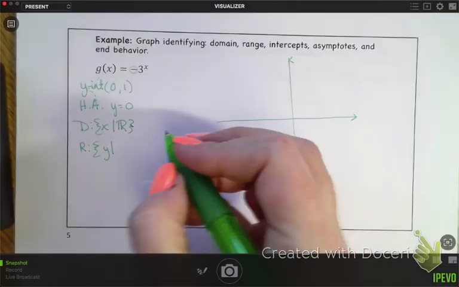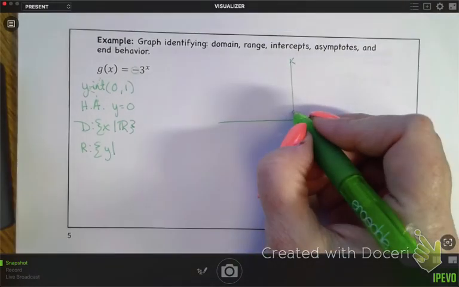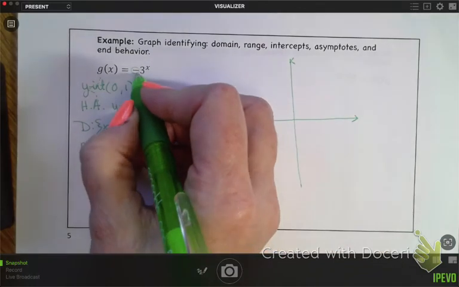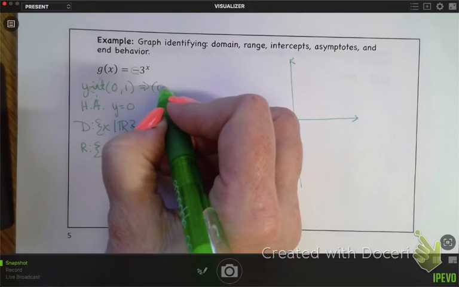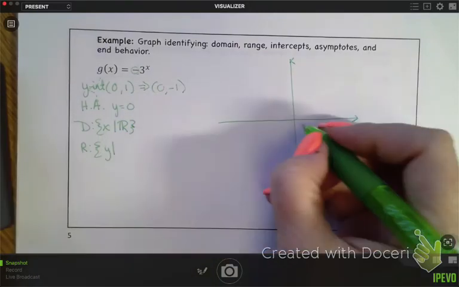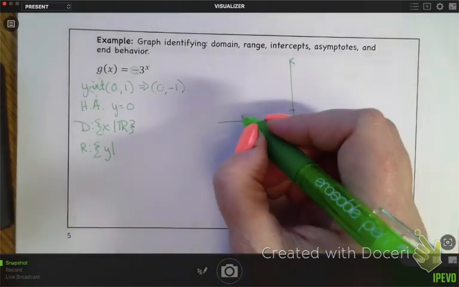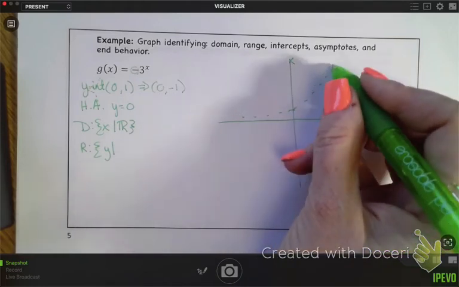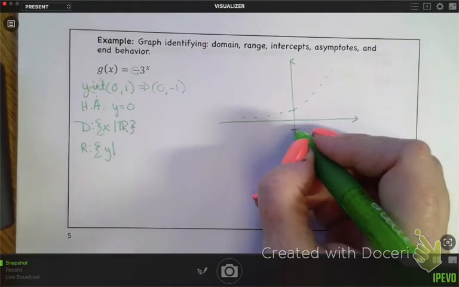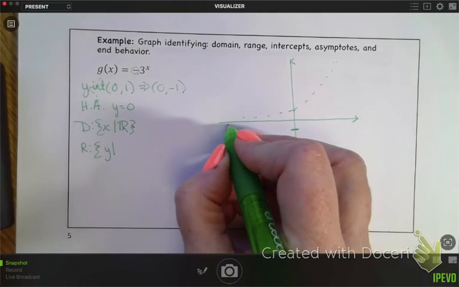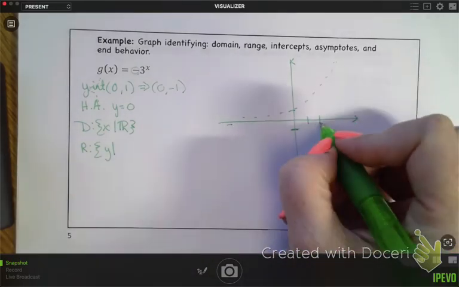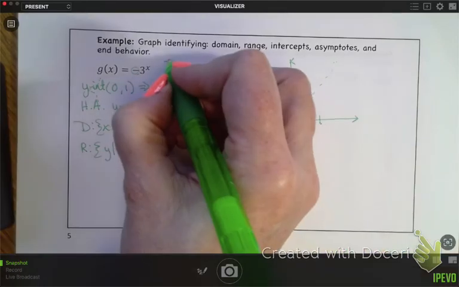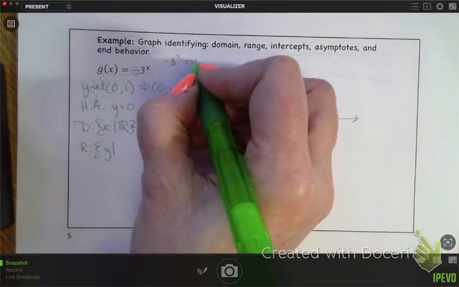So I know it goes through (0, 1). Well, it went through (0, 1), but I reflected, so it doesn't go through (0, 1) anymore. It's going to go through (0, negative 1). So it was originally here. I'll put that there for you. And now it's going to go here, and then it's going to go what? Oh, let's get a point. Let's do like 2 and see what happens. So if I plug in 2, I get negative 3 squared, which is negative 9.